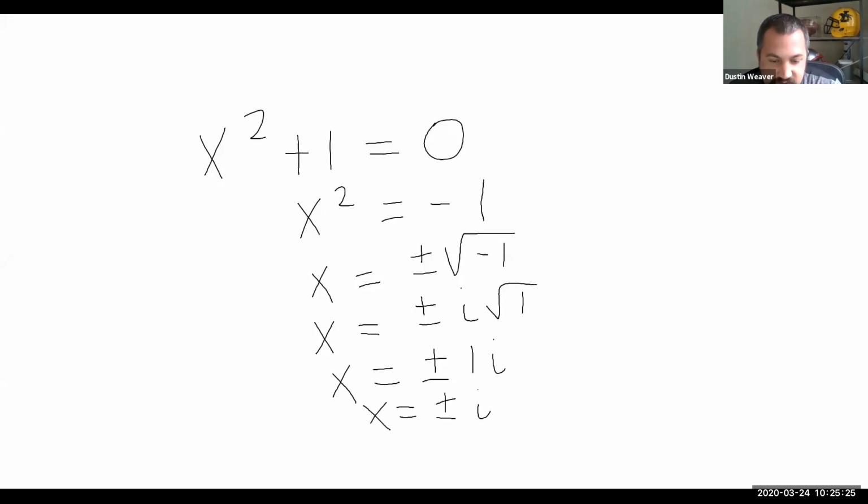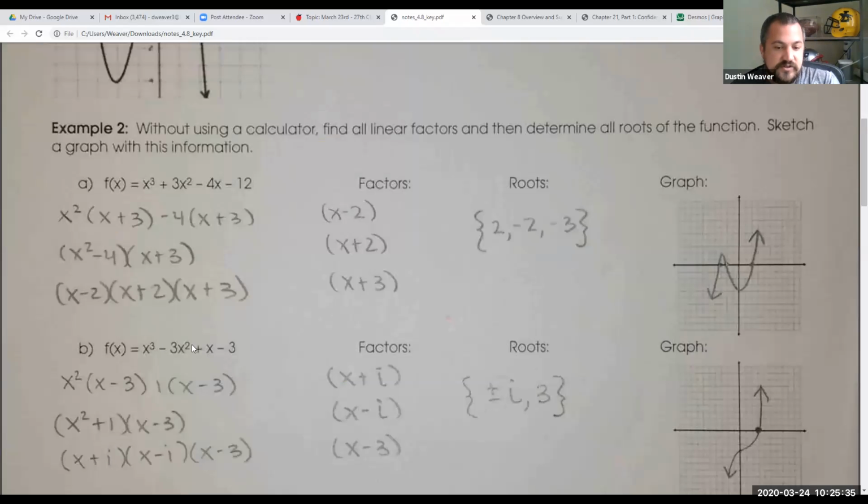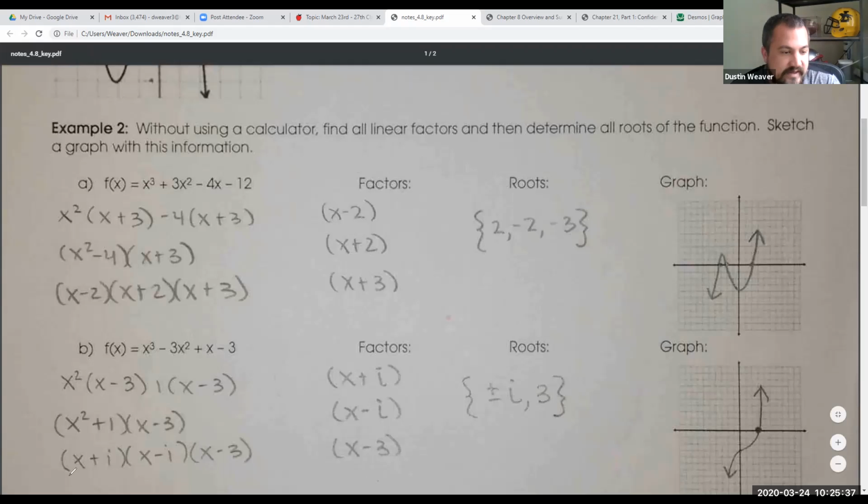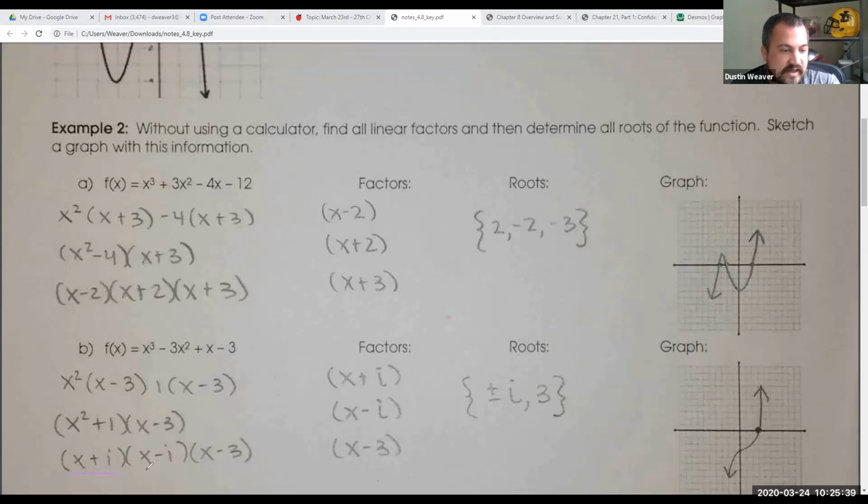So that's why, and I'm showing you the reason. If you need to go back and look at that, you can check my video later. But now look at the answers here. It is x plus i and x minus i. That's why it is that. So there's our factors. I took x squared plus 1 and I solved it out and got positive i and negative i.